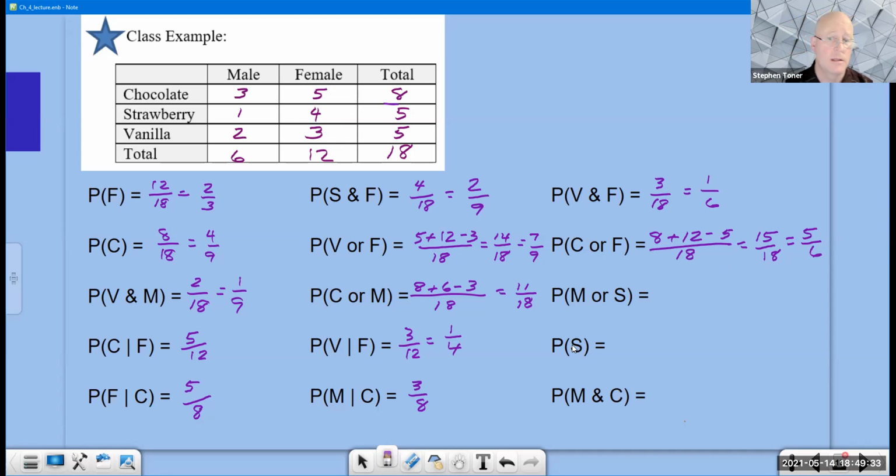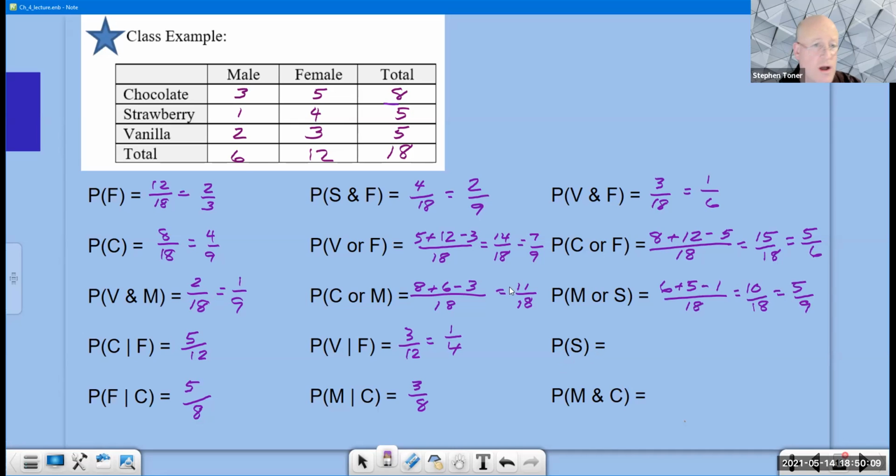We have male or strawberry. Male, sorry, let's try that again. Male, we have 6 in that column. Strawberry, we have 5 in that row. And the overlap of male and strawberry is 1 person. So I will subtract that 1 person out, and we will get 10 over 18, which reduces to 5 over 9.